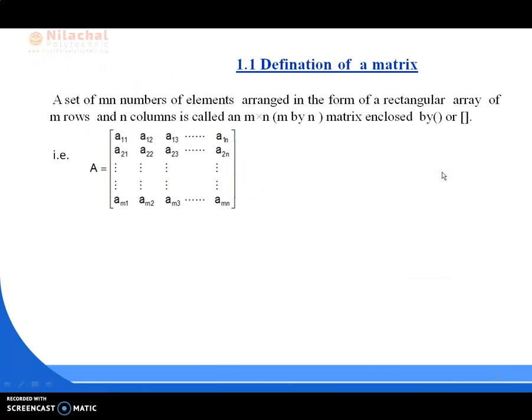Let's see. What do you mean by matrix? A set of mn numbers of elements arranged in the form of a rectangular array of m rows and n columns is called an m by n matrix, enclosed by open bracket or closed bracket.